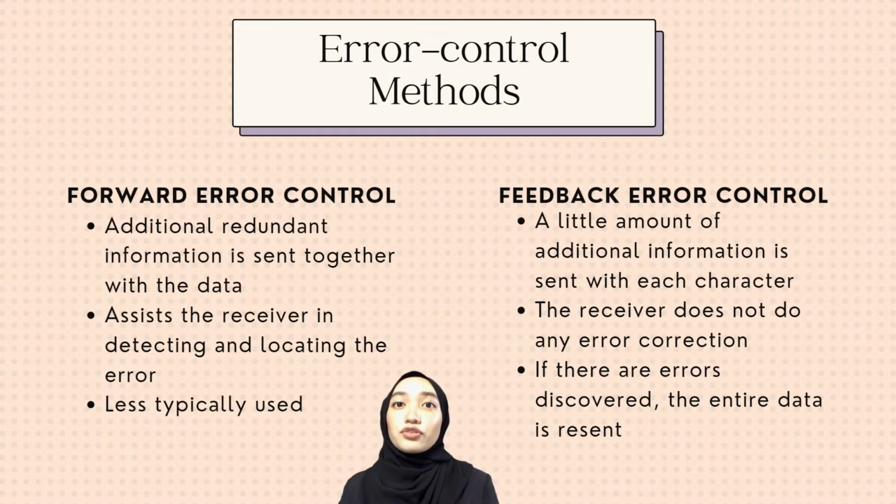In backward or feedback error control, a little amount of additional information is sent with each character to assist the detection of faults. The receiver in this technique does not do any error correction. If errors are discovered in the received data, the entire data is resent. Because of the amount of redundant data that is transferred, forward error control is less typically used.